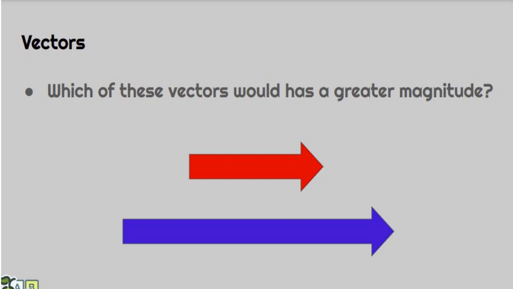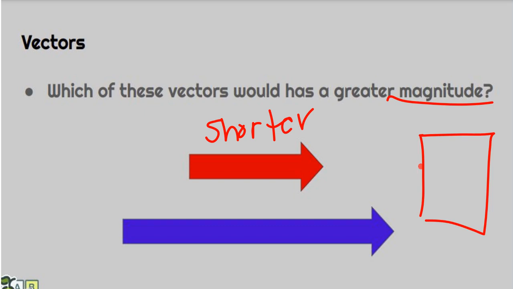Now let's take a look at some vectors. Vectors have magnitude, and sometimes they have numbers. You can add numbers to this, but you can see that the red one is shorter. So if this was me pushing a cart or a block of wood or something like this, I would be pushing with less force than the blue. So these vectors, which one has the greatest magnitude? It's the blue one.